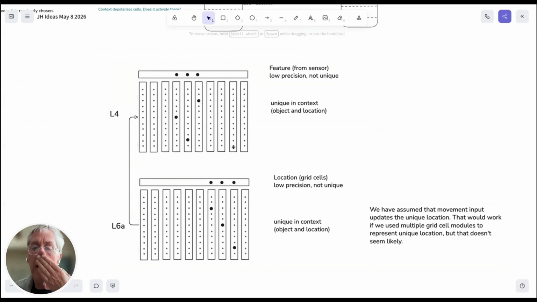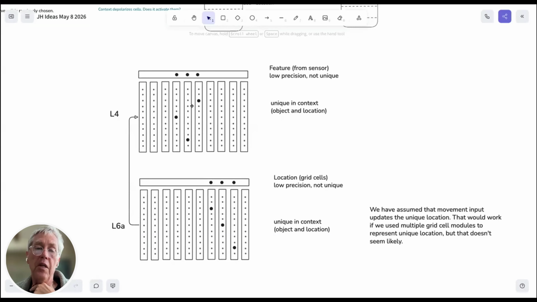here's a picture I was drawing. This is how I was thinking of it recently. In layer 4, we assume the mini columns are driven by the sensory feature detected by the retina, for example. A feature from a sensor is very low precision. It's not unique. That's the only thing we get when we drive layer 4.